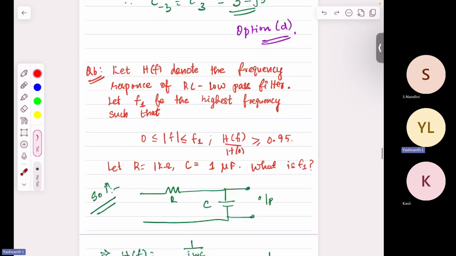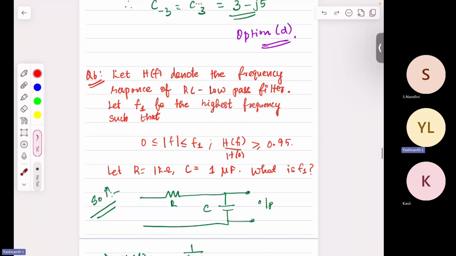Okay, so this requires a little bit of circuit theory knowledge, because first of all you're given an RC low pass filter, but how does an RC low pass filter look? First we need to be able to write H of f. From device theory, what you can show is that an RC low pass filter is essentially this one.